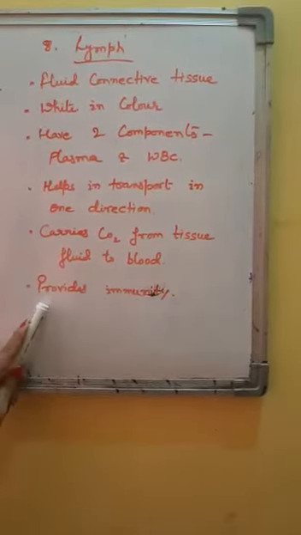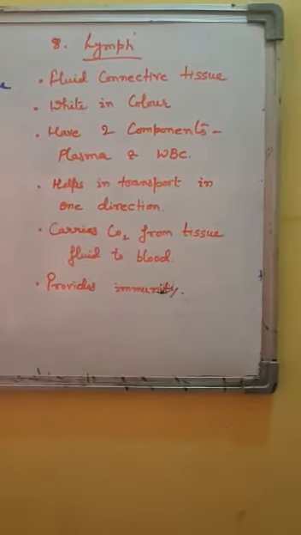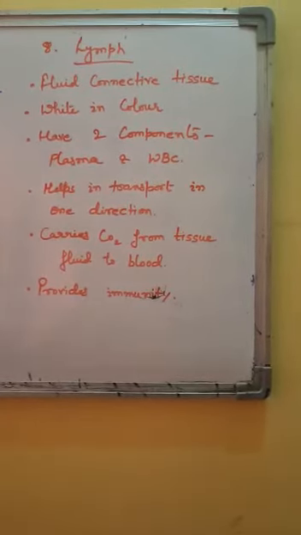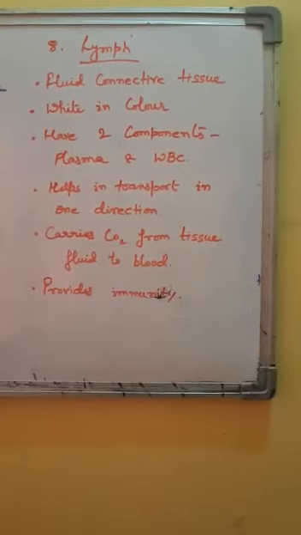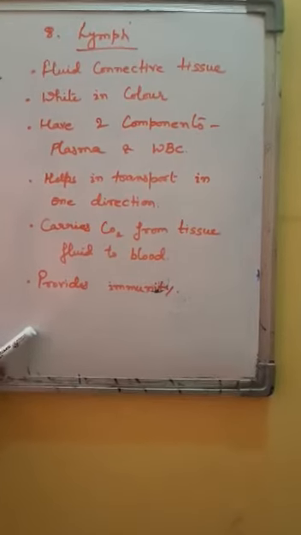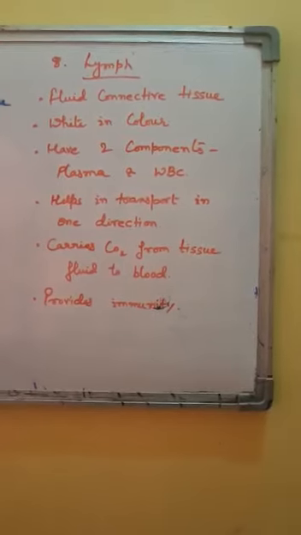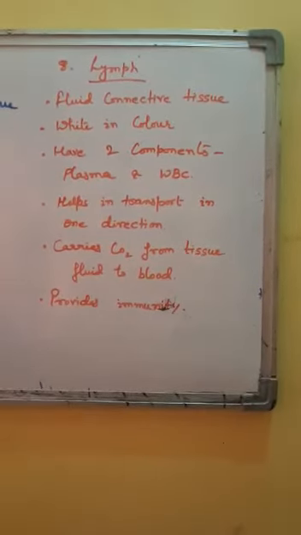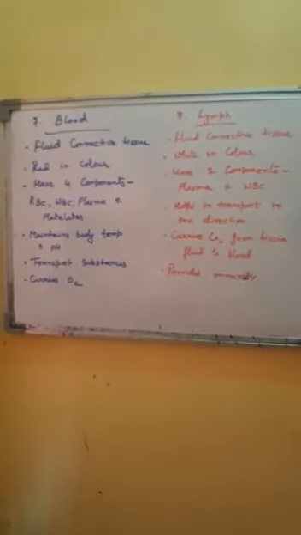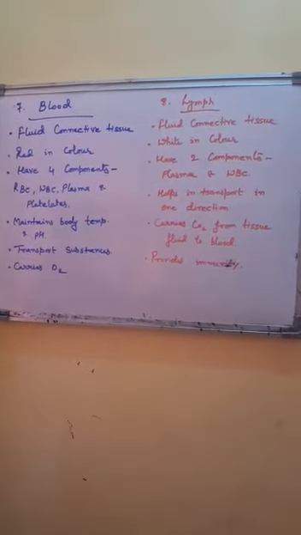The basic function of lymph is that it has WBC and it provides immunity. It is a very important part of the body's immune system. It provides immunity and it kills microorganisms present in the body. So these are the complete 8 types of connective tissue: adipose, areolar, tendon, ligament, bone, cartilage, blood and lymph.